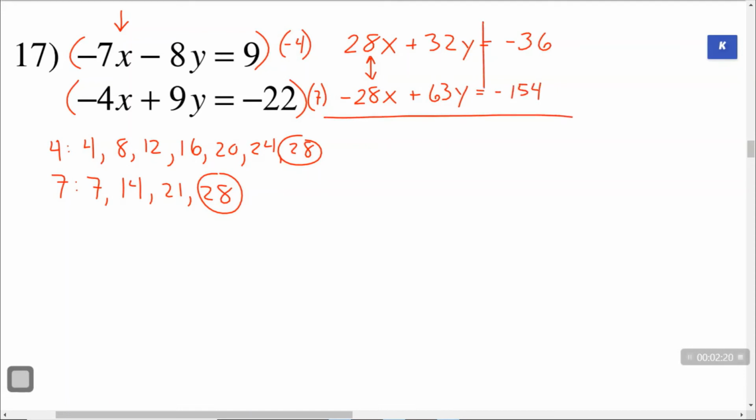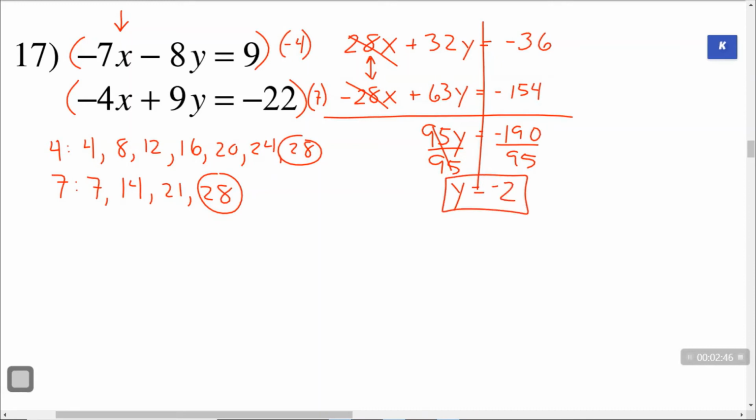Now I can line these up here. My x's will eliminate each other, and if I add these two here, I get 95y, and then negative 36 plus 154 gives me 190. If I divide both sides by 95, I find that y equals negative 2. So that's if we went for y first.